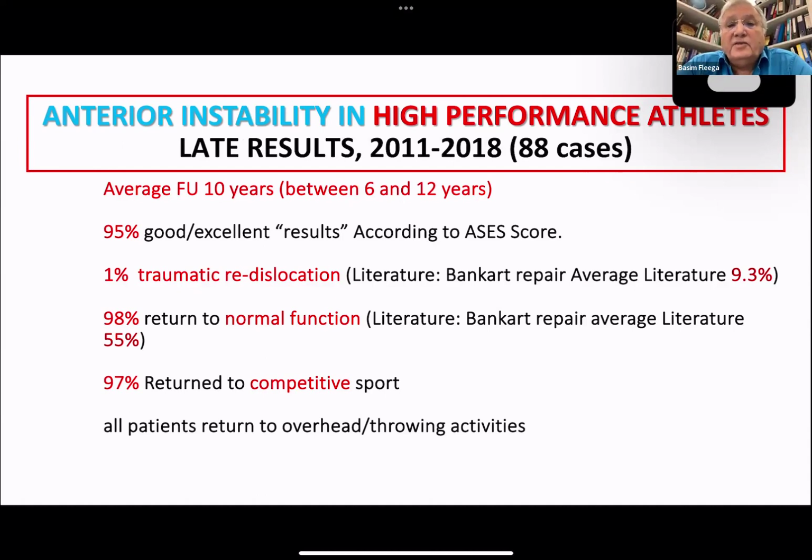While return to normal function, which is very, very important, instability is not only fixation and preventing of redislocation, but it is regaining of the function so that the patient or the athlete can live his life normally. This regaining of the normal function was present in 98% of the cases, while in the literature, only 55%. This literature was chosen for cases of Bankart repair only. In 97% of the patients, they were able to go back to their competitive sport level, and all patients could do overhead throwing activities.